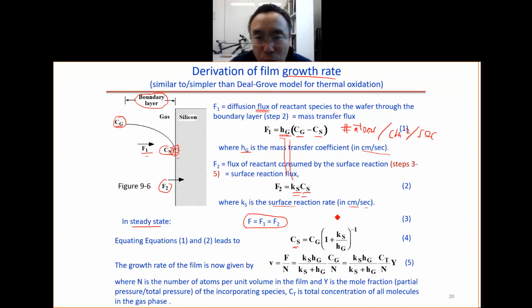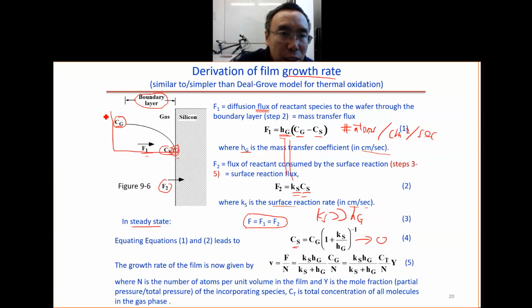Now let's look at whether this makes sense or not. If Ks is much bigger than Hg, then Cs approaches zero. So if the chemical reaction is very fast, then all the gas molecules on the surface are consumed by the chemical reaction, so Cs equals 0.